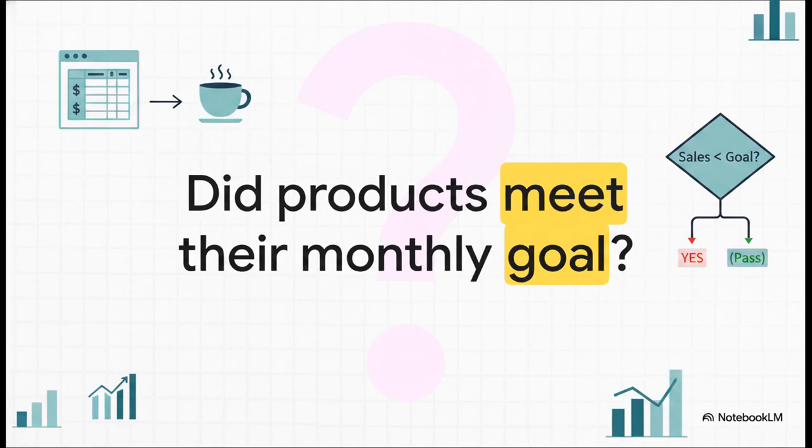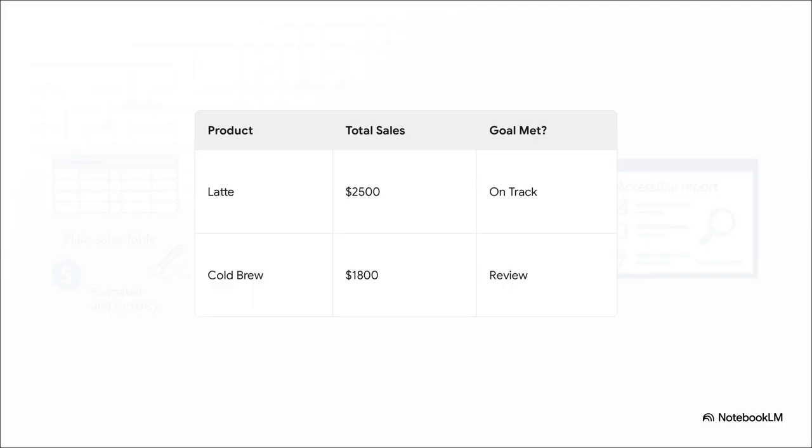You know, spreadsheets aren't just calculators. They can actually make decisions for us. Let's say we want to know, did our coffee cart products meet their monthly sales goal of $2,000? Instead of scanning every single row and checking manually, we can just teach Excel to make a logical decision for us using the IF function. The IF function basically tells Excel, if the total sales are greater than or equal to 2,000, label it on track. If not, label it review. Now here is a massive watch out tip for you. Whenever you want Excel to output actual text, like the words on track or review, you must put those words inside quotation marks in your formula. If you don't, Excel gets completely confused and just throws an error.